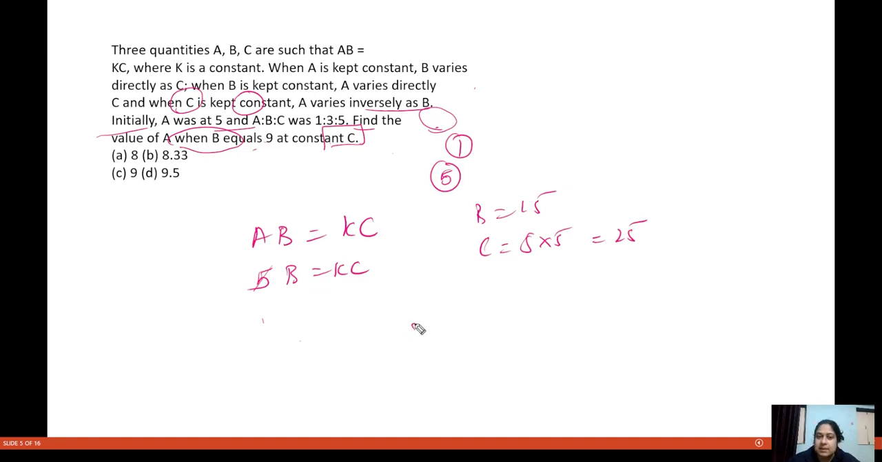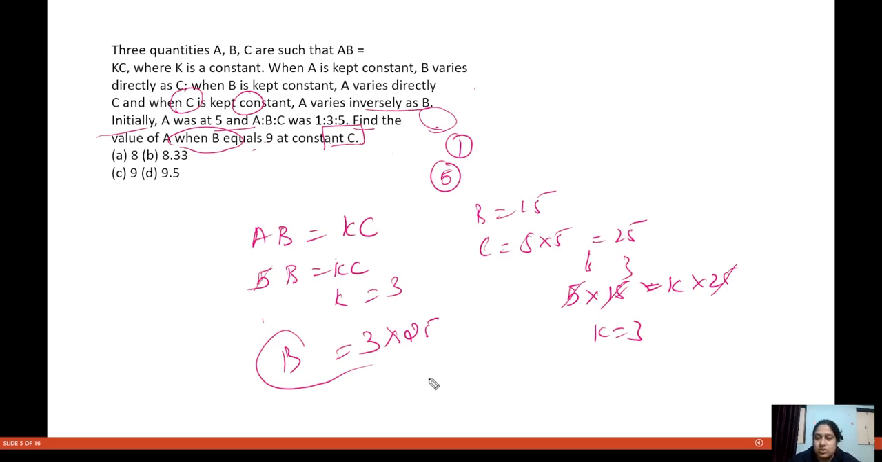So 5, 15 is equal to K and C. Here it all got cancelled, and this becomes K equal to 3. So B is equal to 3 into 25. Sorry, here what it came, K is equal to 3.